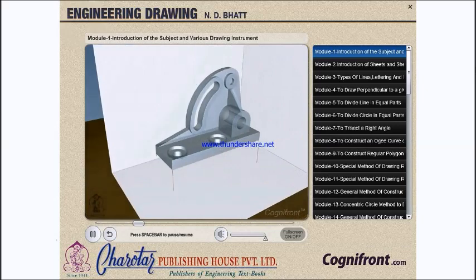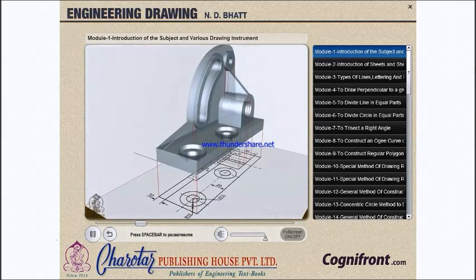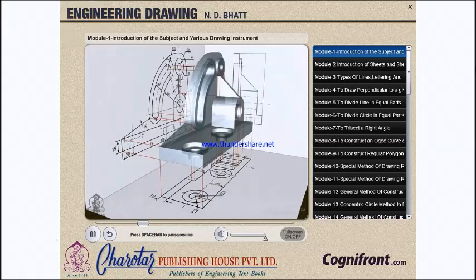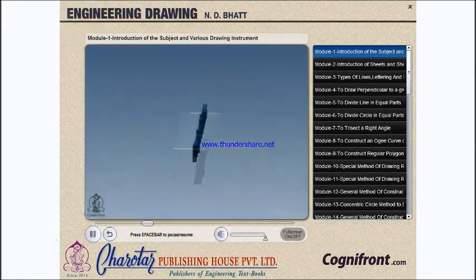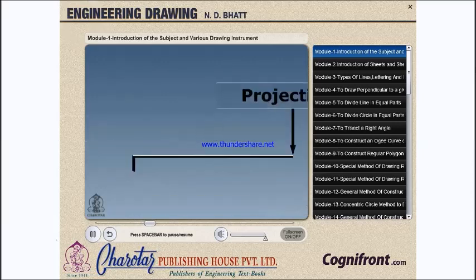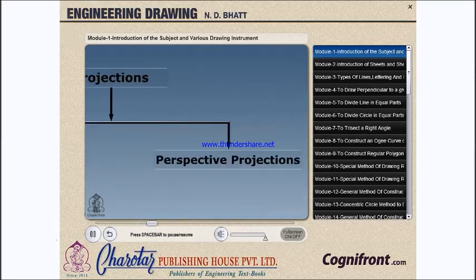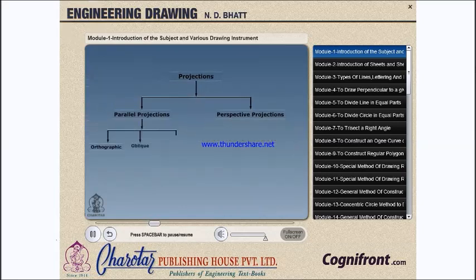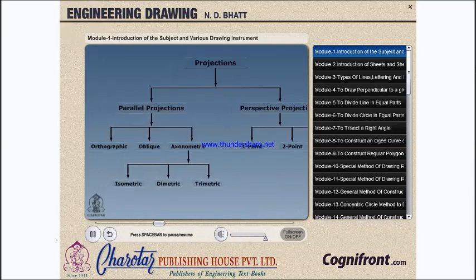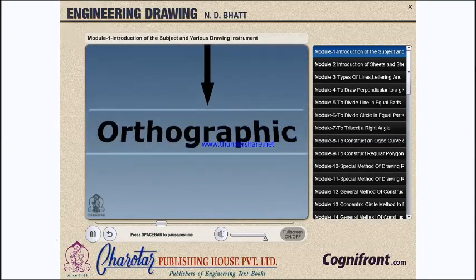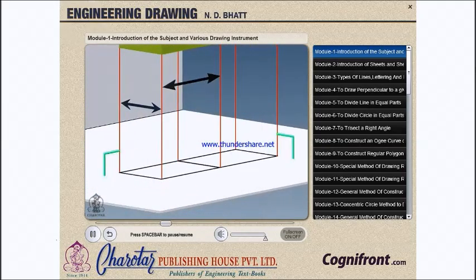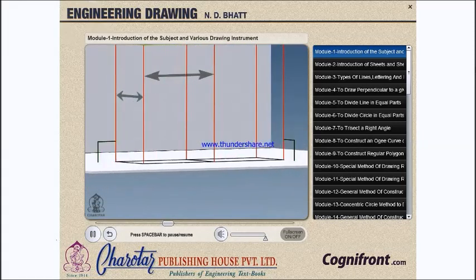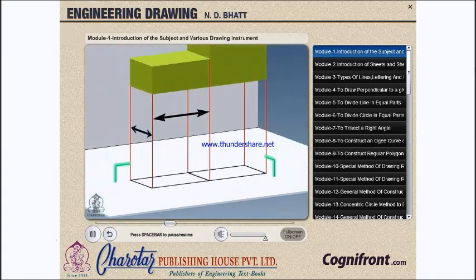The word projection means to throw forward. It is a process of plotting an object or entity on imaginary planes. Projection has two types. First is parallel projection and second is perspective projection. Each of these in turn has further subtypes. We will focus on orthographic projections where the projectors are parallel to each other and they intersect the projection plane at right angles. We will study orthographic projection in detail later.